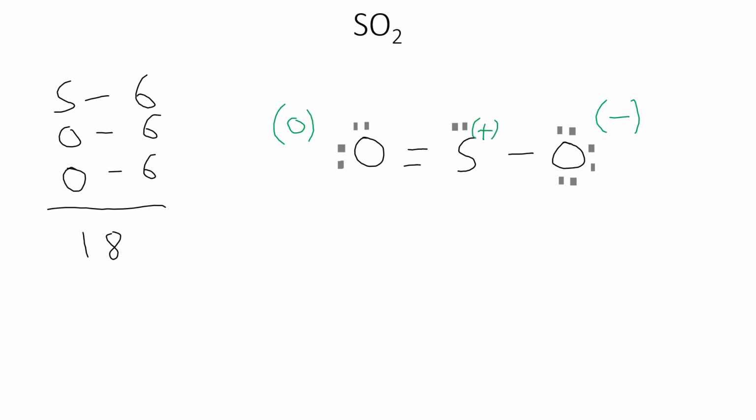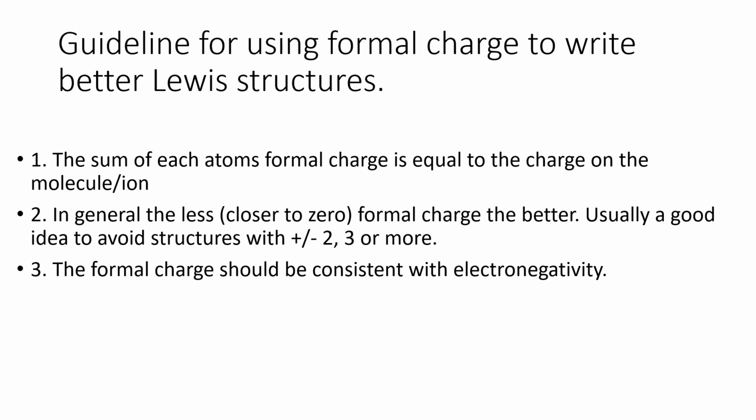We wanted to go through these examples of counting up formal charge because now we're going to see how we can use this idea of formal charge in order to write better Lewis structures. We can use formal charge in a tie-breaking type scenario. So now that we know how to write formal charge, we want to talk about how to use formal charge in order to write better Lewis structures. So here are some guidelines for using formal charge to write even better Lewis structures.